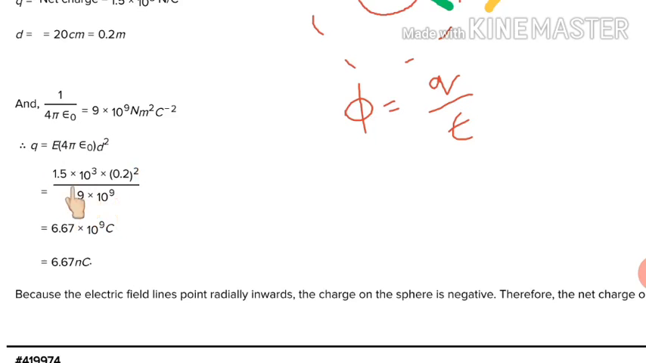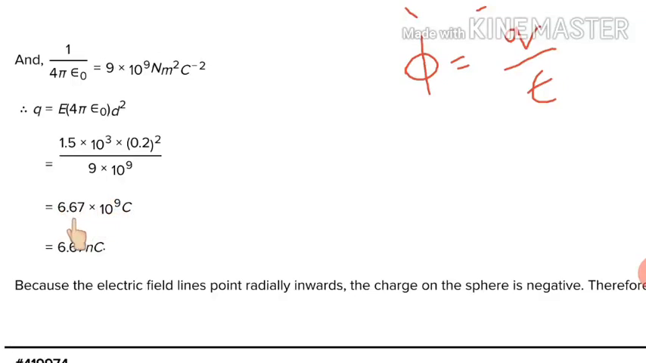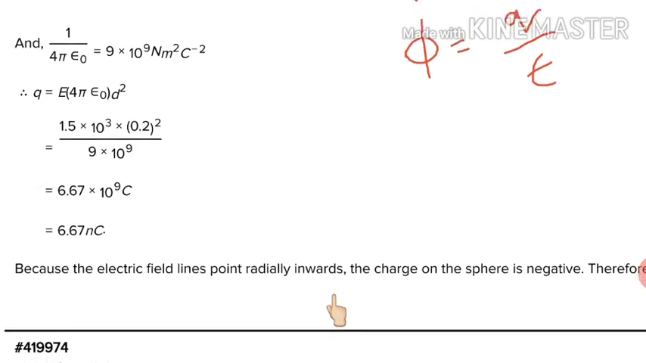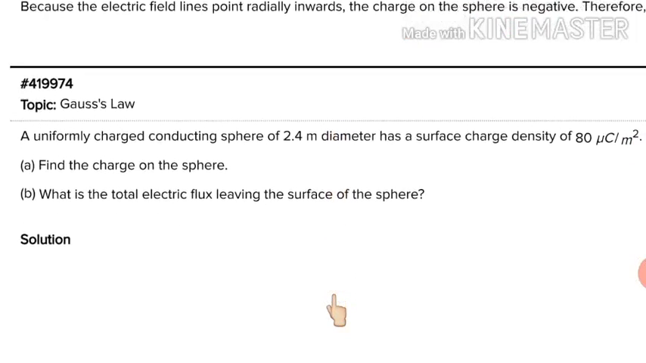So when we simplify it, finally we have 6.67 into 10 to the power minus 9 coulomb. Negative sign is not there, so this could be written like this, 6.67 nano coulomb. Now it is already given in the question that electric field lines point radially inward, so the charge on this sphere is negative. So I hope the solution of this question is also clear. Next question is this.